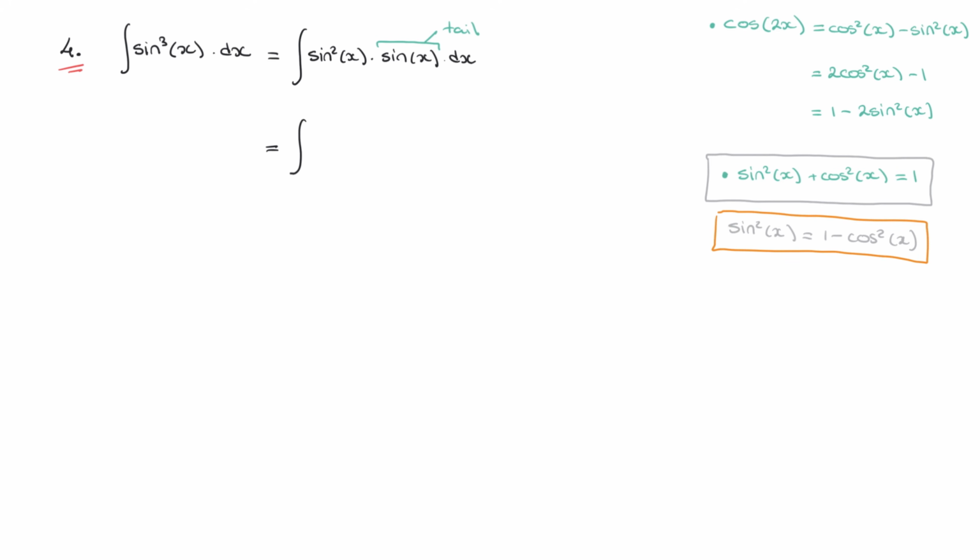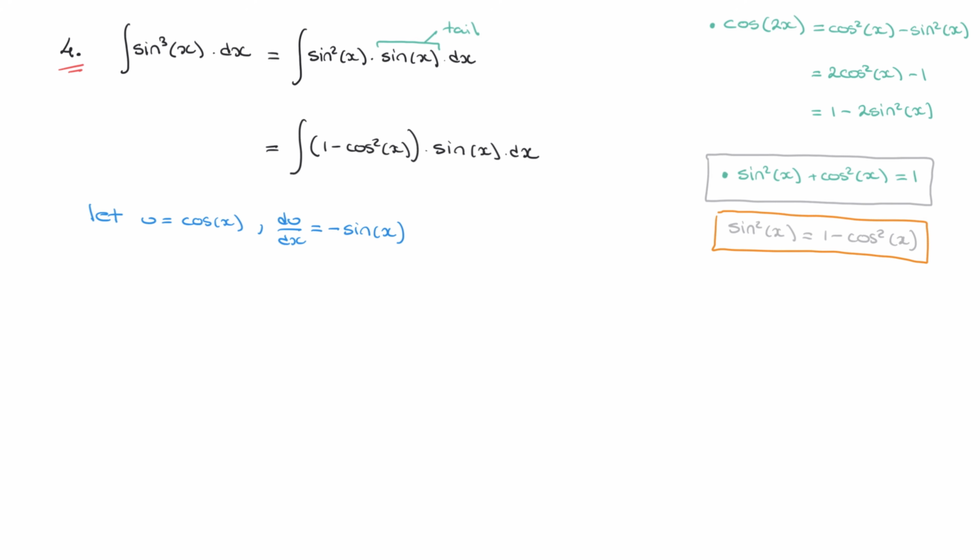There we go. So, replacing this sine squared of x by 1 minus cosine squared of x, our integral quickly becomes the integral of 1 minus cosine squared of x times our tail sine of x. And now that our tail is a sine of x and our power is a power of cosine of x, we're ready to use u substitution. And so I'll go ahead and define the new variable u. Let u equal cosine of x, and so its derivative, du/dx, will equal negative sine of x.